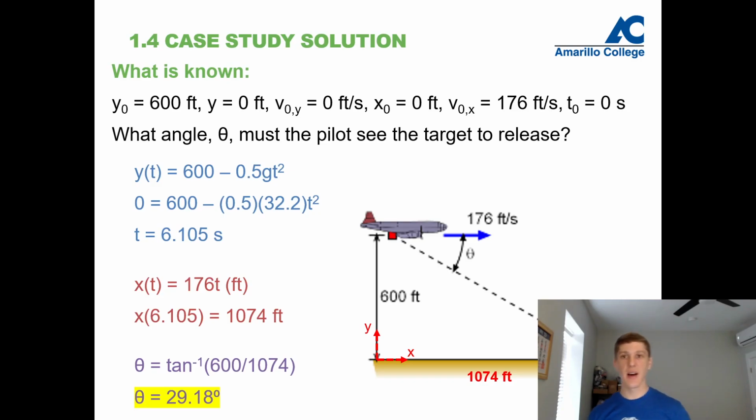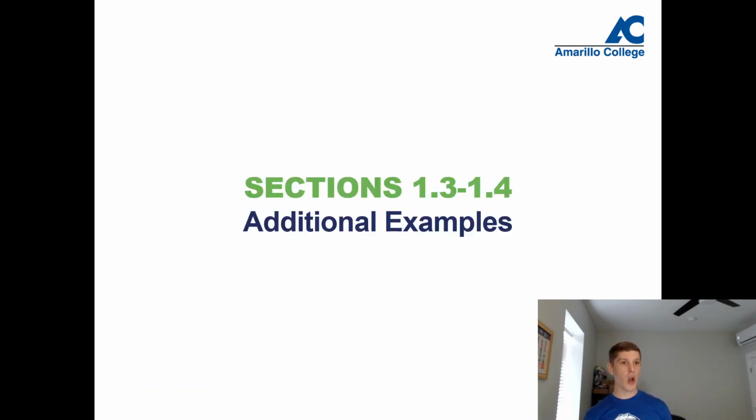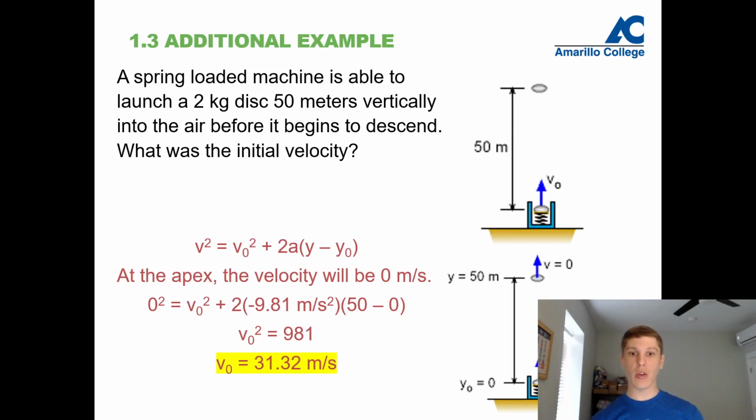Okay, so that's the solution to our 1.4 case study. Let's go ahead and work another couple examples for each of these sections. So the first one, let's do another 1.3 additional example. We have a spring-loaded machine that is able to launch a 2-kilogram disc 50 meters vertically into the air before it begins to descend. What is the initial velocity?